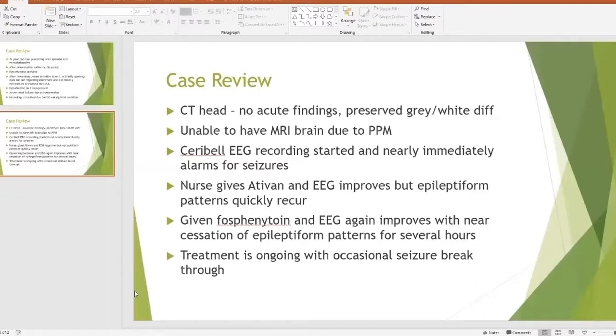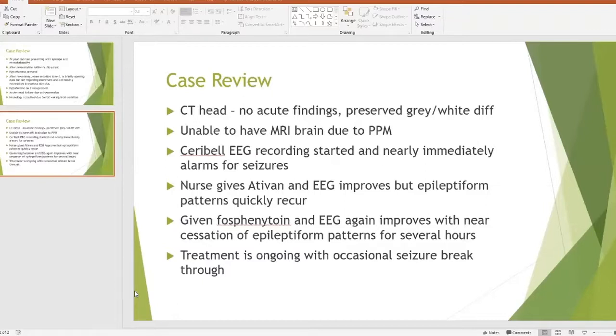And so then we started the Ceribell, and nearly immediately it began alarming for seizures. The nurse called me and told me. I'm trying to move around the hospital and see quite a few different acute neurologic injuries. So it's very helpful that the Ceribell gives bedside results without me having to actually get on and look at the EEG. And the nurse can call me and tell me that there's something going on.